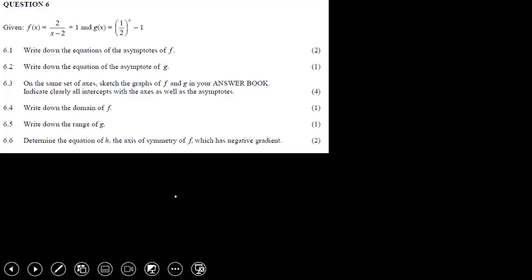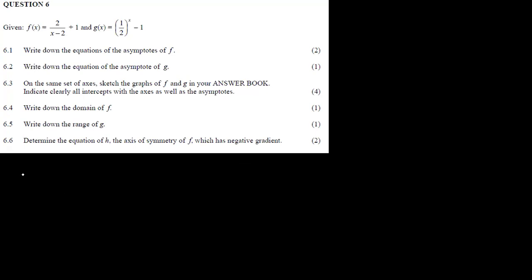All right, so now let us go through question number 6 then. We saw how the basics work, right? So 6.1 reads as follows. We are not given the sketch, rather we are given the equations. We have the hyperbolic function and we have the exponential function, right? So for 6.1, they say to us, write down the equations of asymptotes of f.